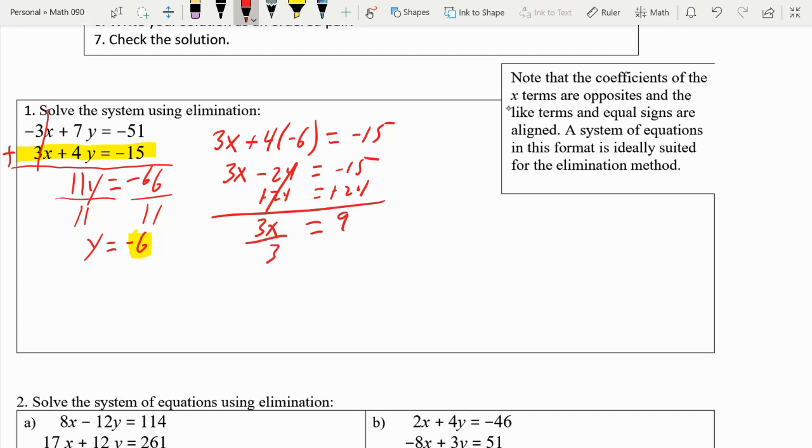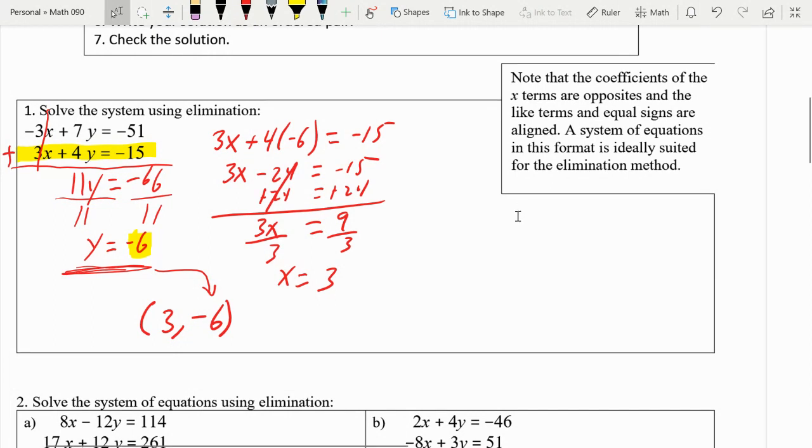Divide both sides by 3. x equals 3. So now we have our solution: 3, -6. Don't mess this up. Just because we solved for y first, remember, y is always the second variable. Don't mess it up.